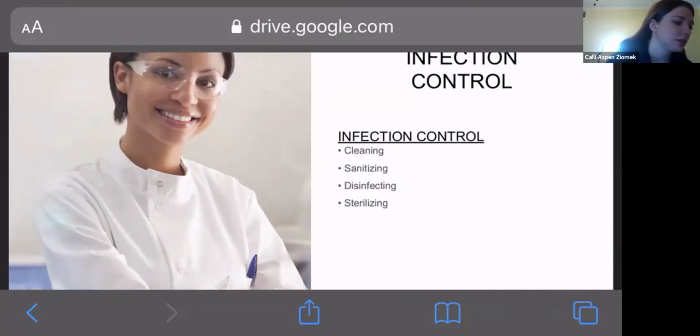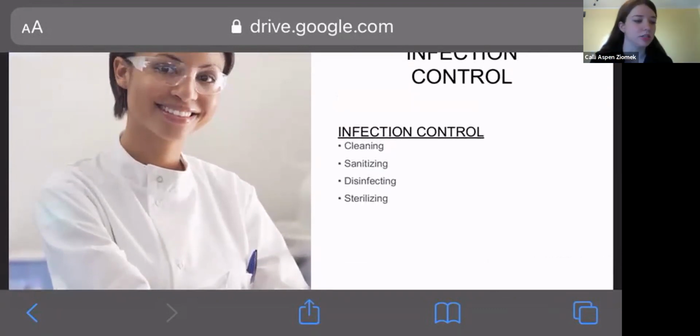So what do you think is the difference, because you have 4 main ways to do infection control. You have cleaning, sanitizing, disinfecting, and sterilizing. Those are your 4 main steps of infection control.